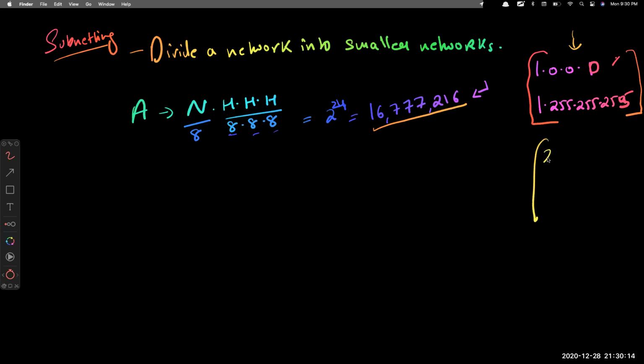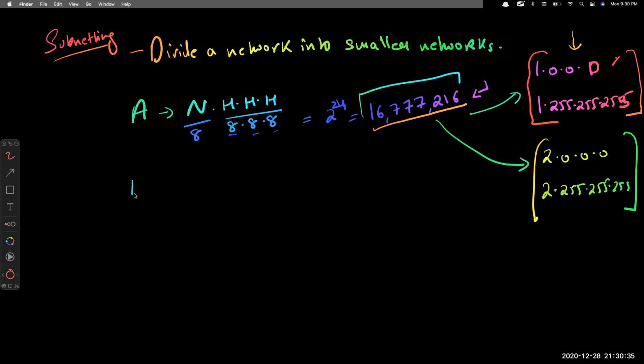If I'm saying 2.0.0.0, that is a separate network. Here we have that number also, and here also we have that number. So these are two completely different groups. Each group gives that many IPs.